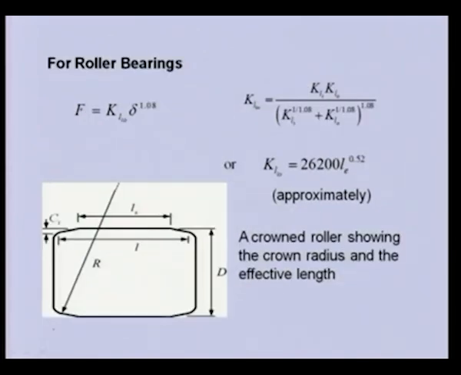Similarly, for roller bearing, similar expressions, only the exponents are different, and for 2 point contact this will be defined like this. Approximately this is given as this, only the effective length of the roller is incorporated in this. This is the roller, and you can see at the ends we have chamferings. So effective contact will be in this region, and that we need to consider in the calculation of this.